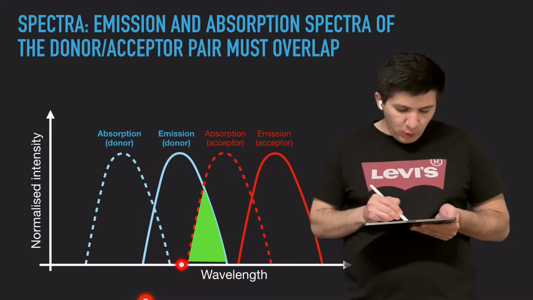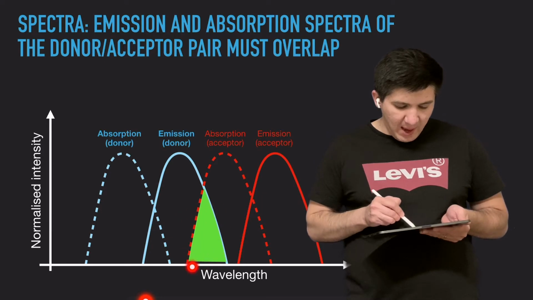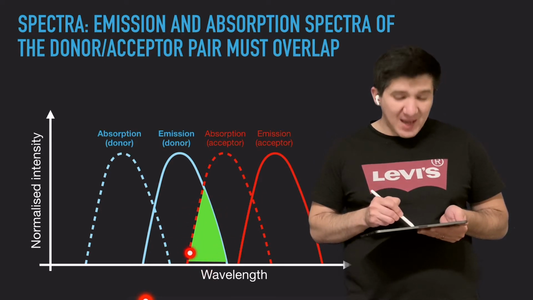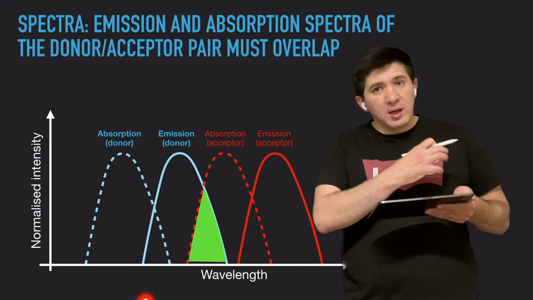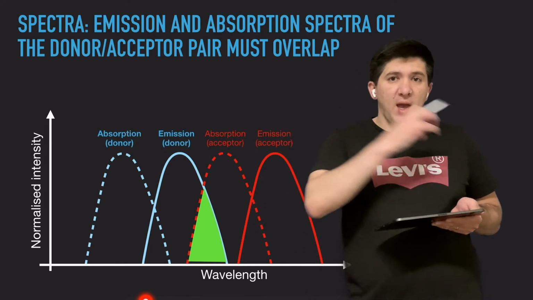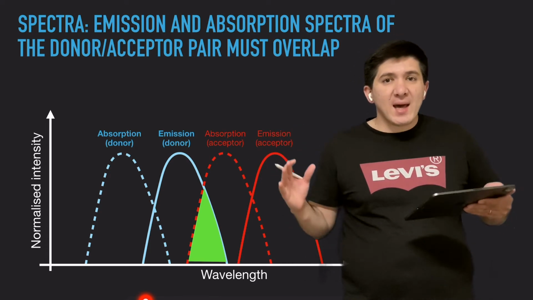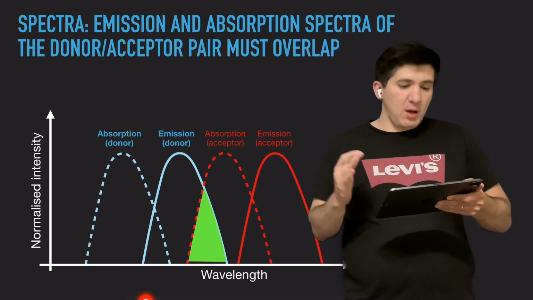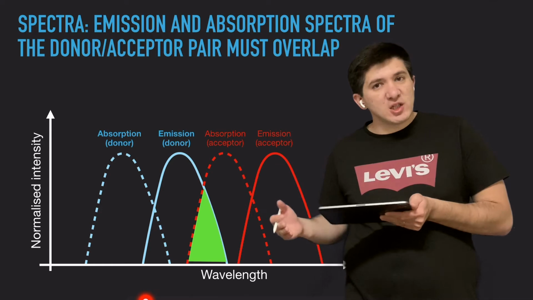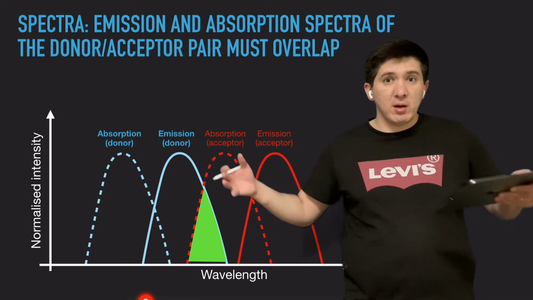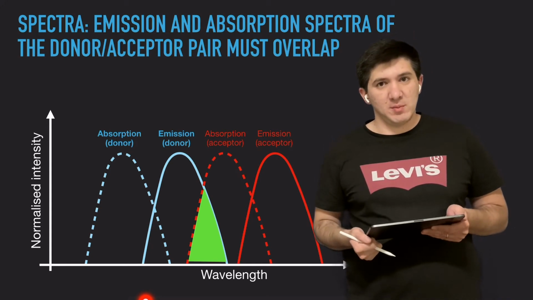If the donor emits light in this range, which overlaps with the excitation range of the acceptor, then the FRET is going on. So the energy is going to be transmitted to the acceptor. As the overlapping area of the emission spectrum of a donor and the excitation spectrum of an acceptor is bigger, then the strength of the FRET is going to be greater.